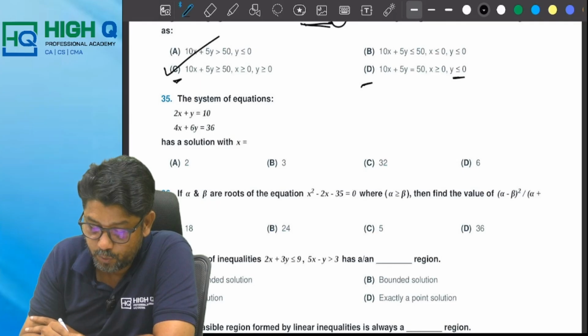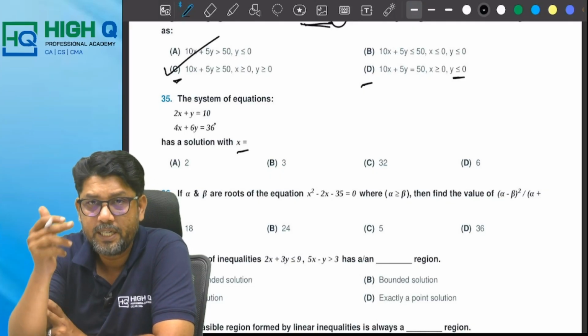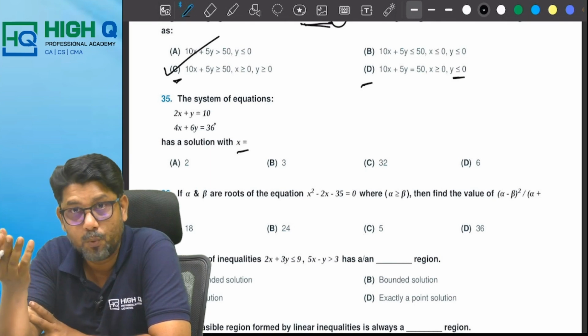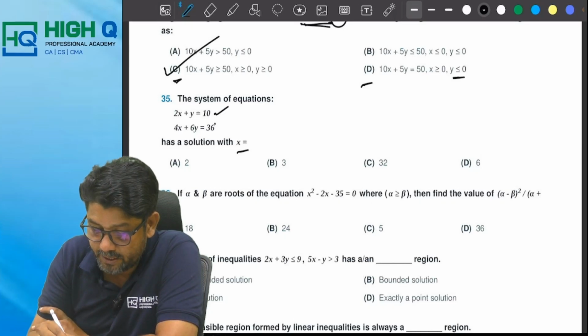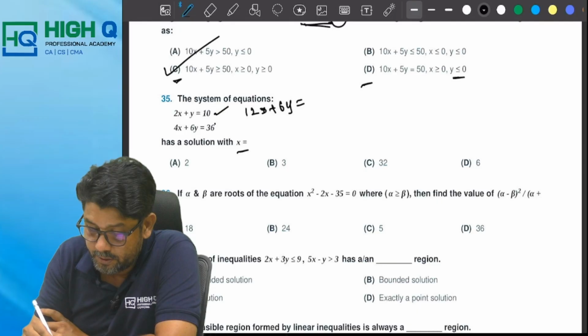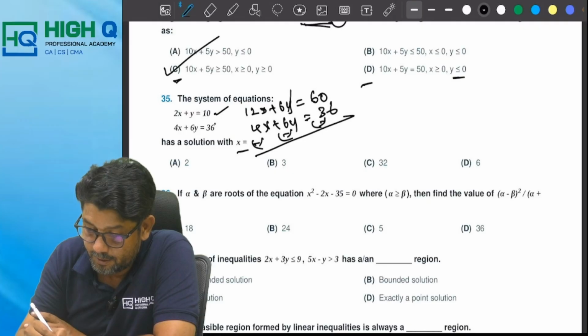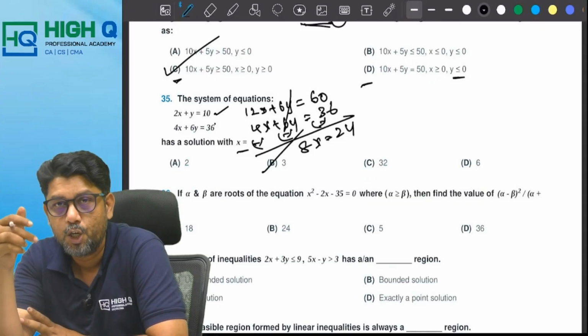Okay. Next. The system of equations 2x plus y equal to 10, 4x plus 6y is equal to 36. They ask you to find the value of x. So to find the value of x, we have to eliminate y. Let us multiply the first equation by 6. 12x plus 6y is equal to 60. Then 4x plus 6y is equal to 36. So cancel. 8x is equal to 24. x is equal to 3.